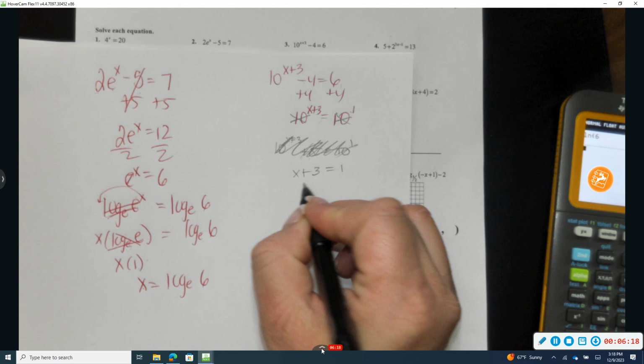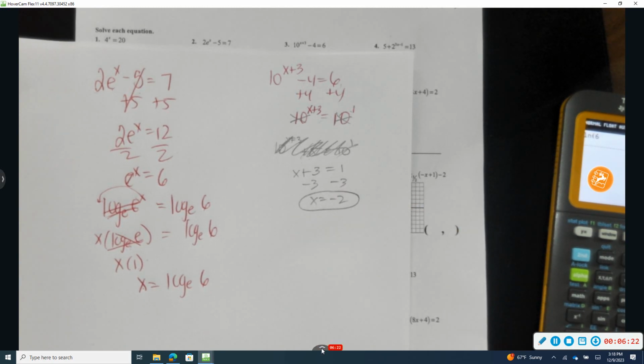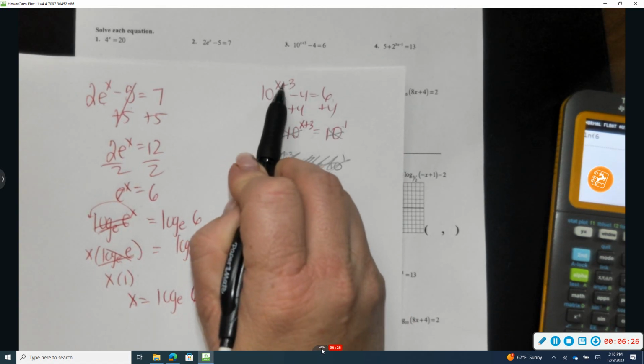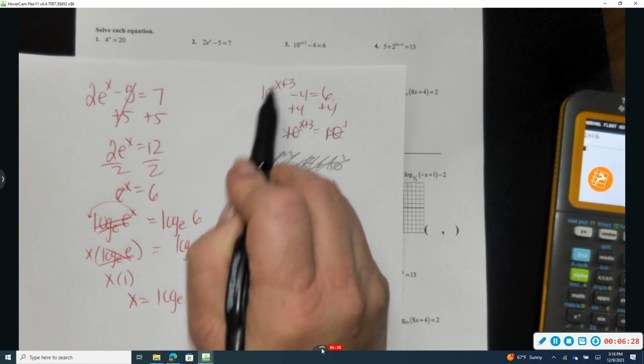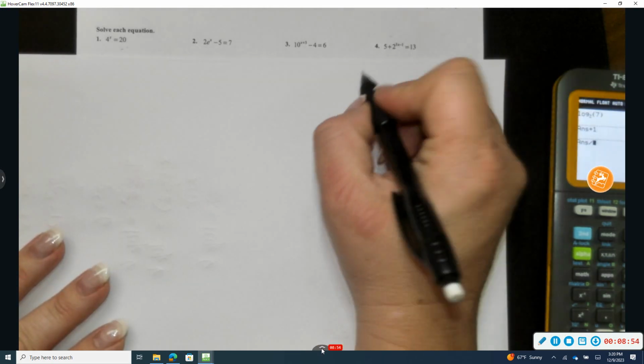x plus 3 equals 1, subtracting 3, I get x equals -2, and I always like to go back and make sure this works. So if I come up here and I plug in -2, I have -2 plus 3 is 1, 10 to the first is 10, and 10 minus 4 is in fact 6. Correct answer is.